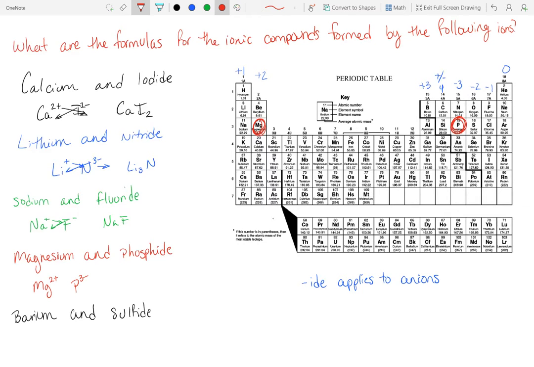And what you're going to do here is still cross the charges, just like we've been doing, to give us Mg3, which came from the charge of the phosphorus, and P2, which came from the charge of the magnesium, right?